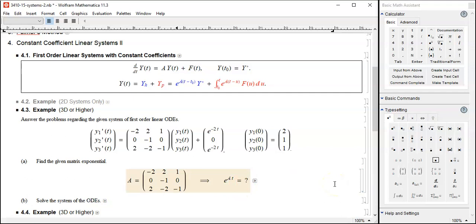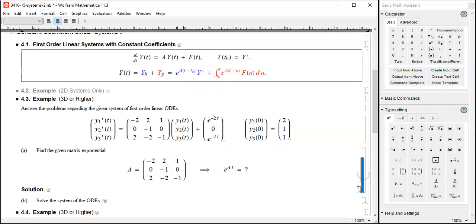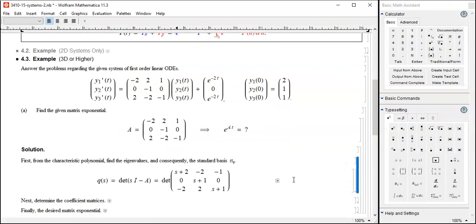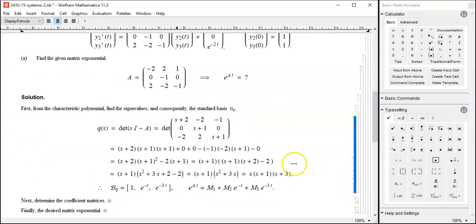How do we get it? First, let's set up the resolvent matrix, or actually not the resolvent matrix, the determinant for that. So just a characteristic polynomial. Here we go, sI minus A, that's an easy computation. And then take the determinant. Here's the determinant computation. Simplify further. And then simplify even further.